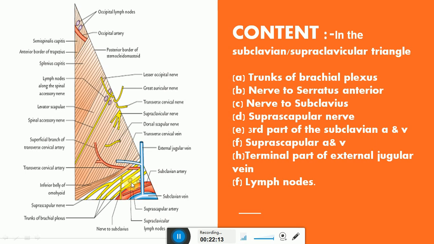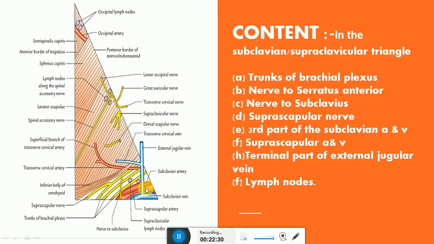These are the brachial plexus. यहाँ पे क्या होगा? Clavicle होगा. तो हमने क्या क्या देखा? Trunks of brachial plexus, nerve to serratus anterior, जो हमें बनानी है यहाँ पे. This is nerve to subclavius, supraclavicular nerve. These are the four nerves.